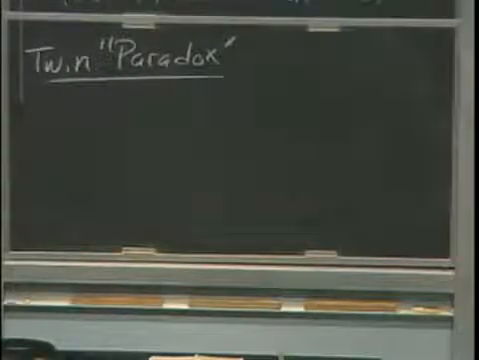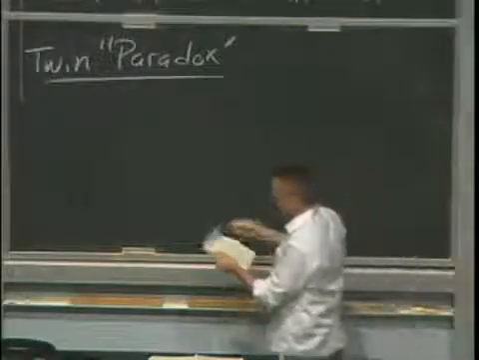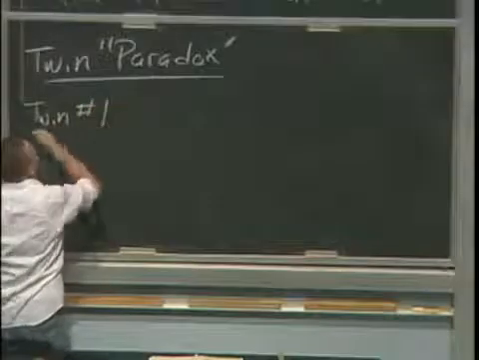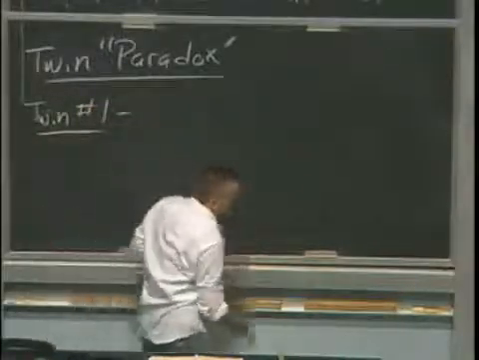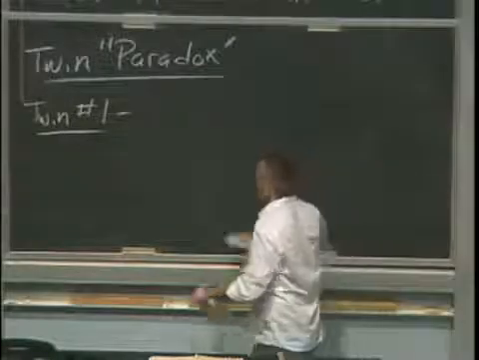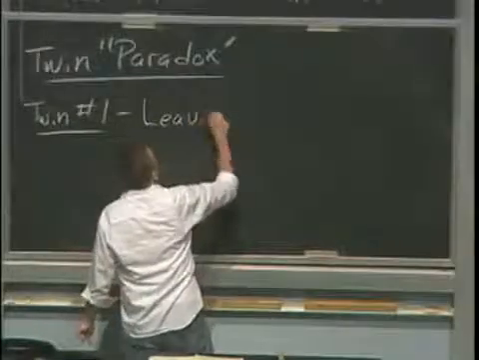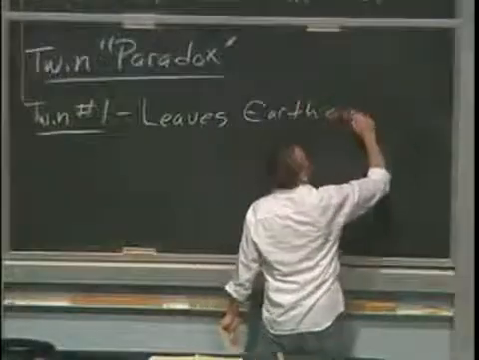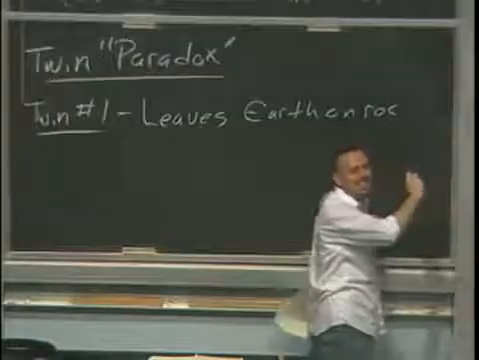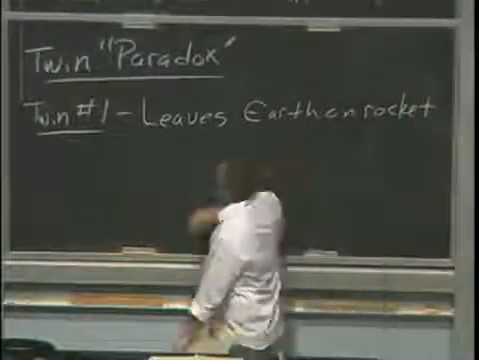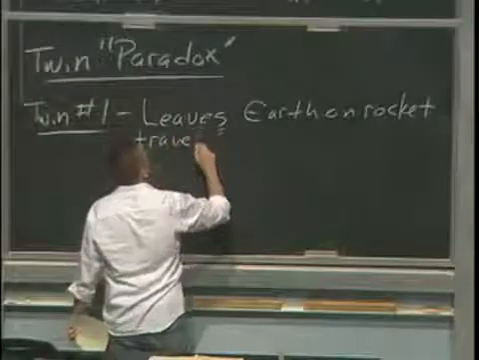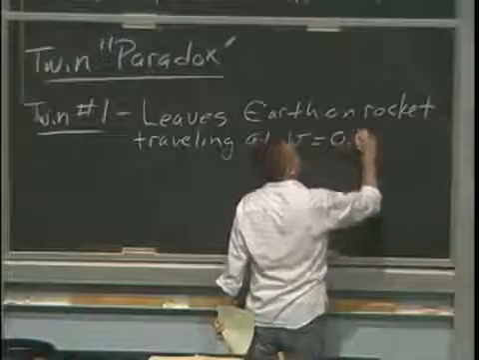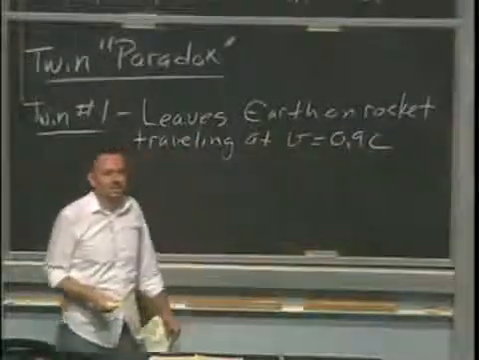Okay? And on the rocket ship, let's give it a number here. So let's say twin number one leaves Earth on a rocket, traveling at 90% the speed of light. Somebody just whistle about that? That's a large number, huh? Okay, traveling at a speed equal to 0.9 times c. So 90% the speed of light.